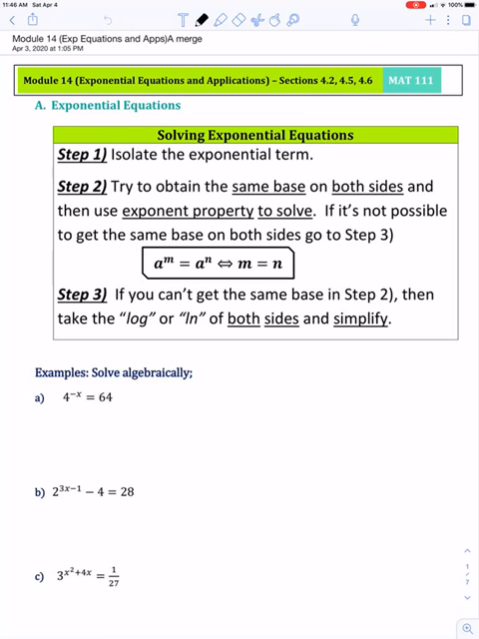Okay, we'll look at our last module, Module 14. We study exponential equations. I want to look at solving some exponential equations. And to do that, we'll work on isolating the exponential term.